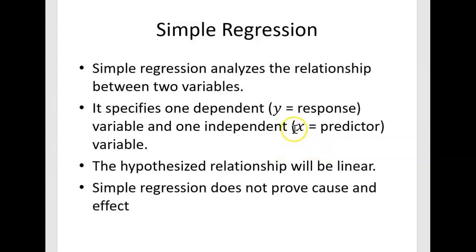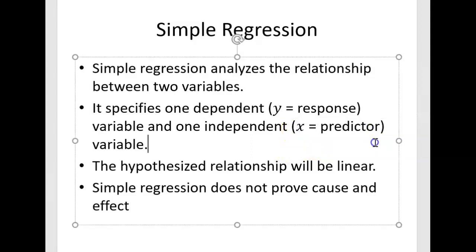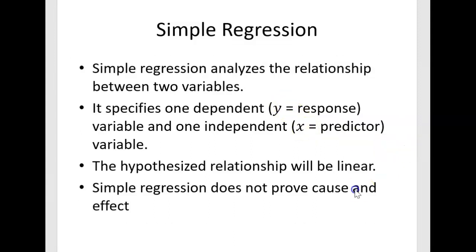And then x is the predictor variable. So for x, we're going to say that changes in x lead to changes in y. And this is going to be a linear model. But note that simple regression does not prove cause and effect. We might have a theory that tells us the changes in the predictor will lead to changes in the response variable, but it's difficult to prove cause and effect.